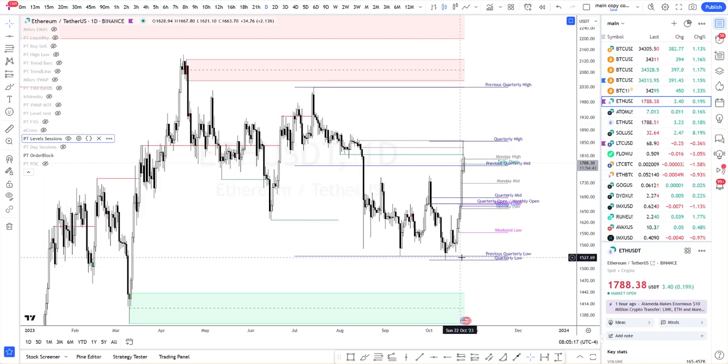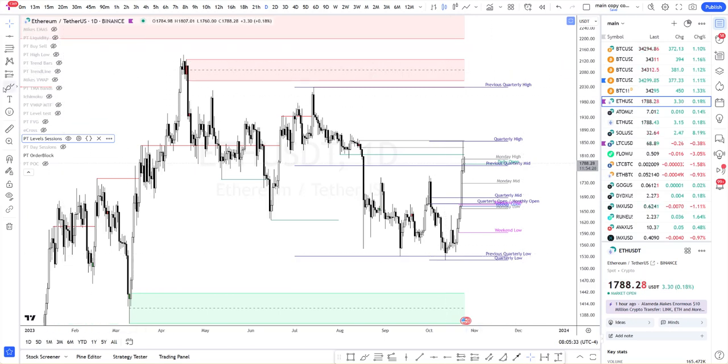Oh, the previous quarterly low got taken. I didn't see this, guys. That's massive, man. Jesus. I didn't see that. That is huge. That's what I wanted. I took it. I didn't get the alert of it, though.